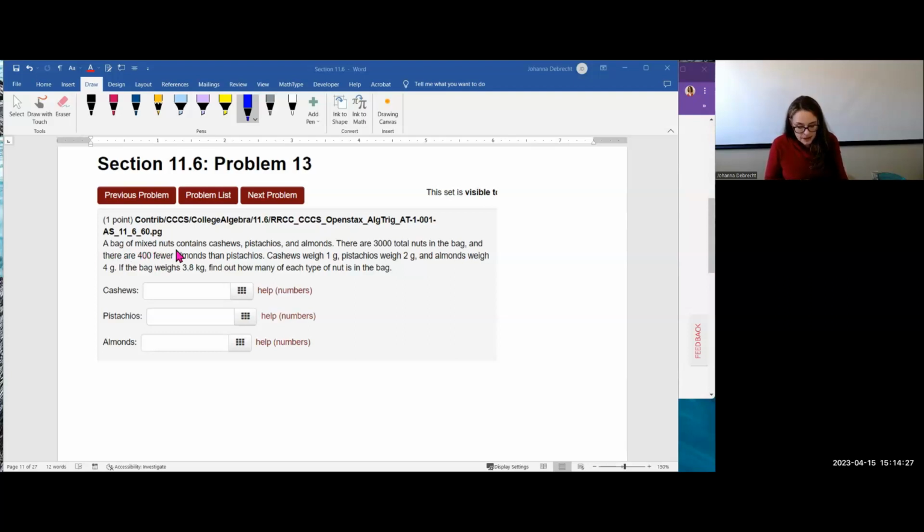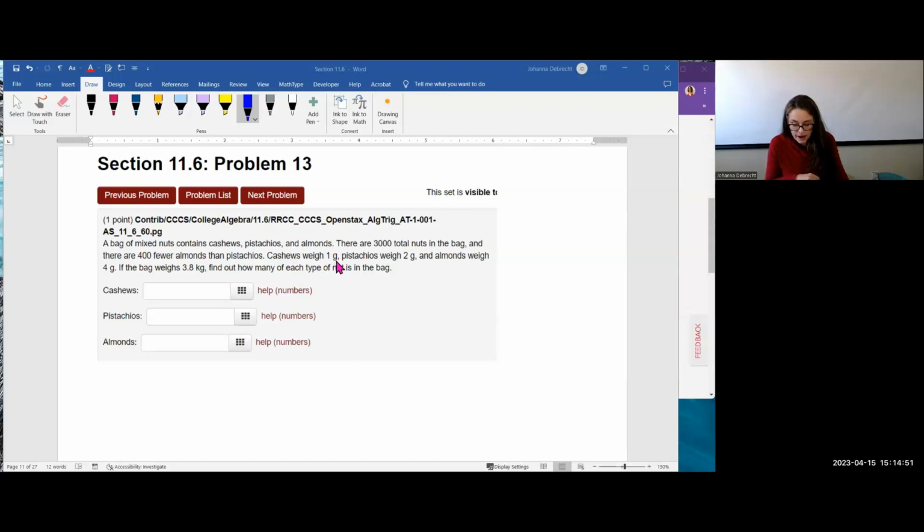It says a bag of mixed nuts contains cashews, pistachios, and almonds. There are 3,000 total nuts. If you count them, there are 3,000 in the bag, and there are 400 fewer almonds than pistachios. So if there are 800 pistachios, there are 400 almonds, 400 less.